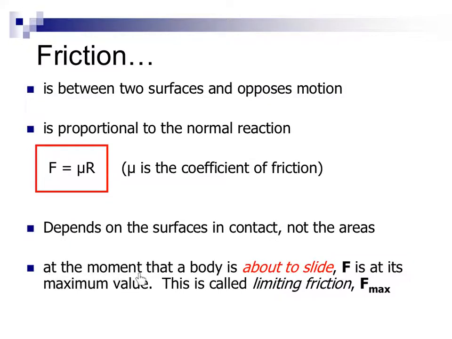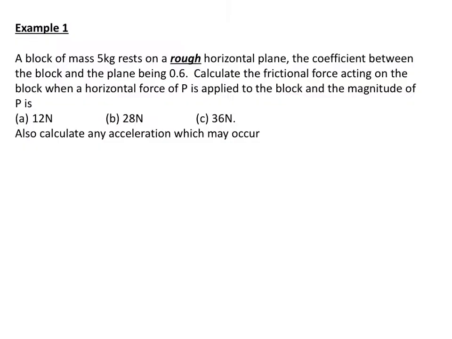This bit at the bottom is very, very important. At the moment a body is about to slide, the frictional force is at its maximum value. We call this limiting friction or F max. So the maximum value of friction happens when something is about to slide or is actually sliding. Up to that point, friction just causes something to stay still. It will not move. But once we overpower the limiting friction, F max, the body will start to move.